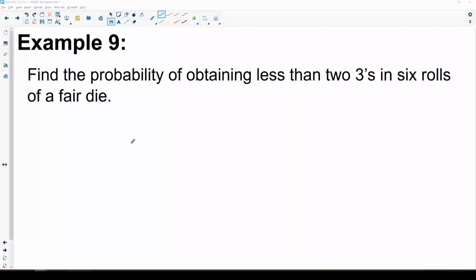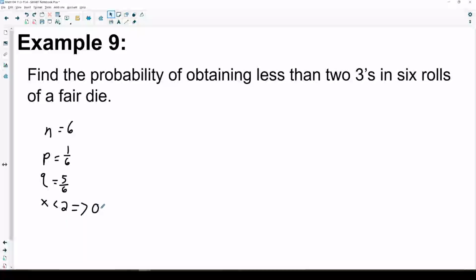Well, if I'm looking for less than 2 3s, that means I have some possibilities here, right? Again, still the same idea. We're going to go N, P, Q, and X. But here, our N will still be 6. Probability of getting less than 2 3s. Well, our probability of success there is still 1 out of 6. Our failure is still 5 out of 6, but this time, instead of it just being x equal to 2, it's x is less than 2. Well, what does that mean? Well, it means I could either get 0 or 1 3s.